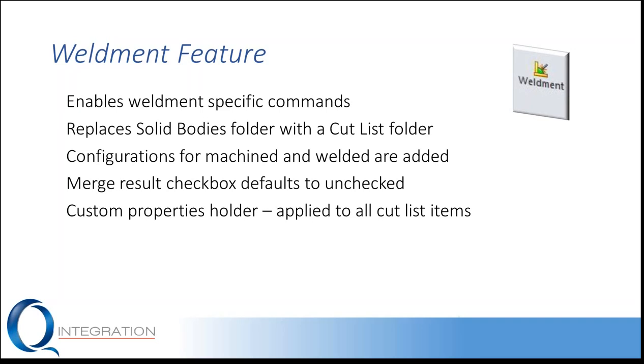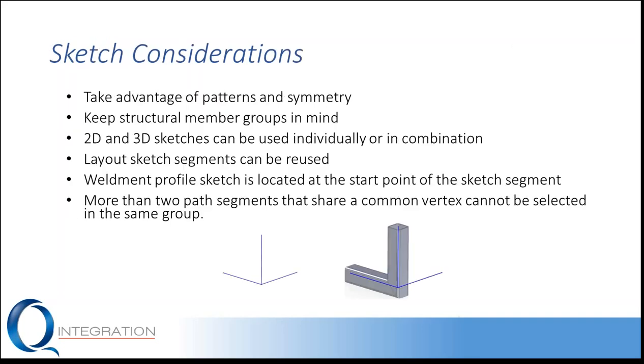The weldment feature will actually show up at the top of the design tree when I click on it, and it acts as a custom properties holder for our cut list items. And so what this actually does is it'll apply a custom property that we choose to all of the cut list items. And we can access that by right-clicking on the weldment feature in the design tree.